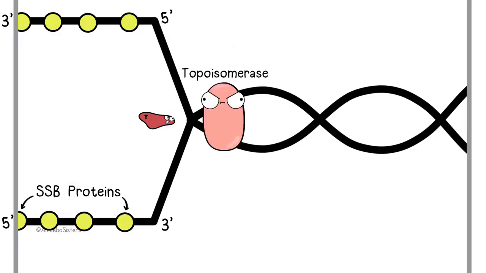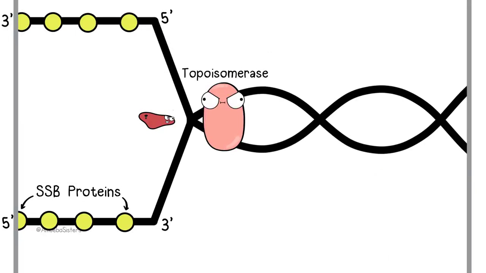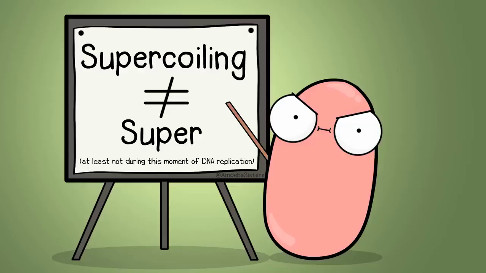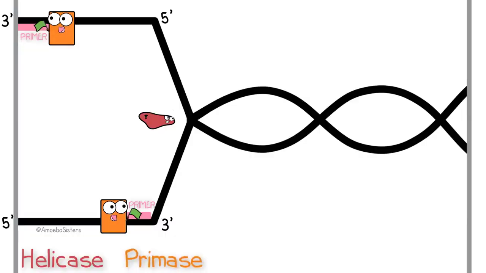And topoisomerase, I always have to slow down when I say that enzyme's name, keeps the DNA from supercoiling. Supercoiling might sound super, and it can be when you're trying to compact the DNA, but it's something that needs to be controlled during DNA replication. Supercoiling can involve an overwinding of the DNA, and you need the DNA strands to be separated for the next steps. Primase comes in and makes RNA primers on both strands.